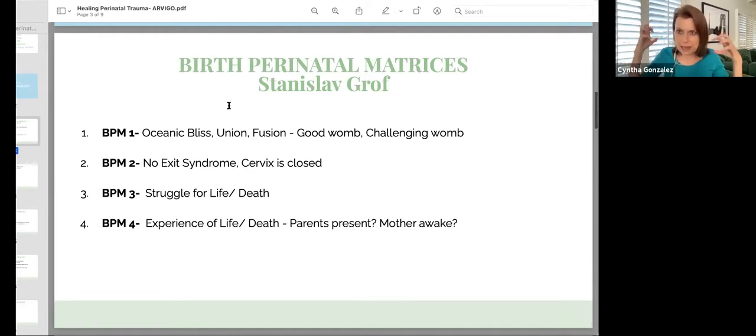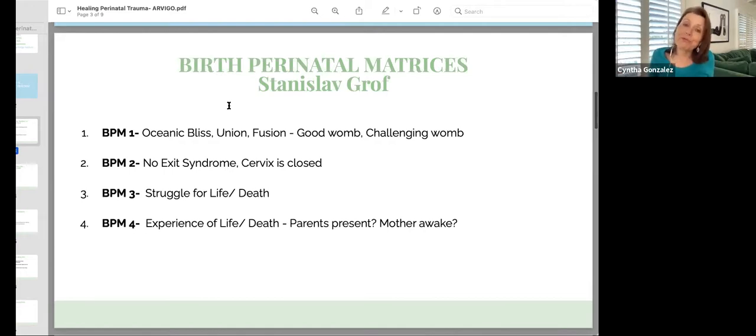It's this feeling of everything being on heat. The house is on fire. I'm on fire. It's so hot in here. The blood's rising, the heart rate's rising. It's panic. It's that feeling of, am I going to live or am I going to die? And that's why we call this birth perinatal matrix the struggle for life and death. It's intense. It's strong. This is the moment when mothers that die in childbirth die. It's too much for them in whatever way.